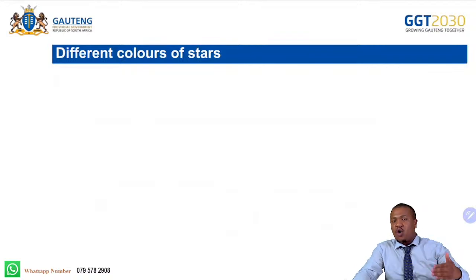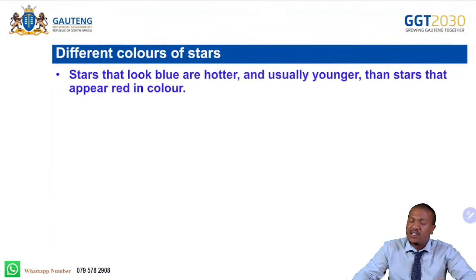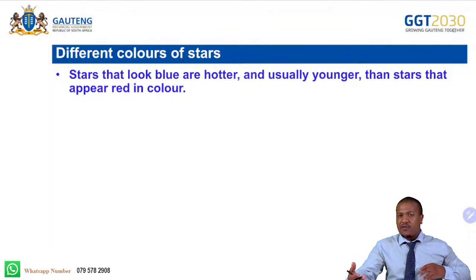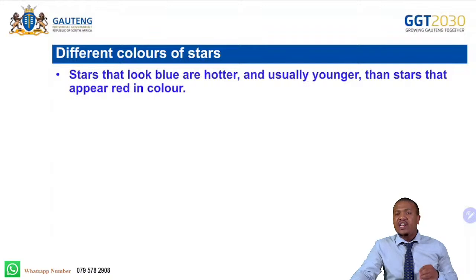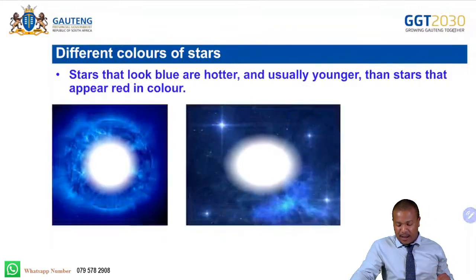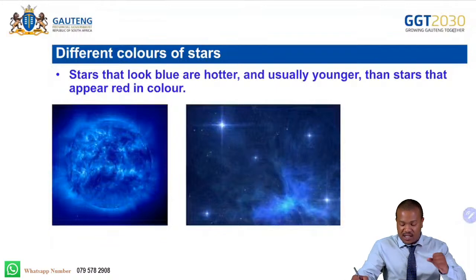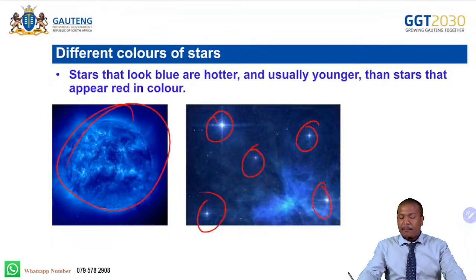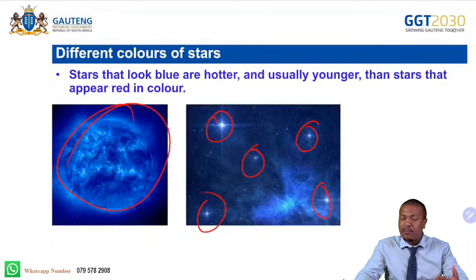So hence we're mentioning different stars here. I want us to look at the different colors in terms of their meaning. Usually stars that appear blue in color are hotter in temperature, but usually younger in age, than stars that appear red in color. So we're talking of the blue colored stars here, such as these ones.